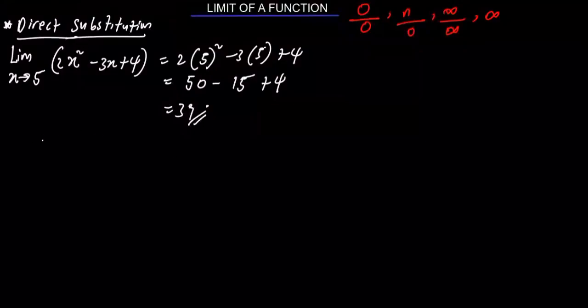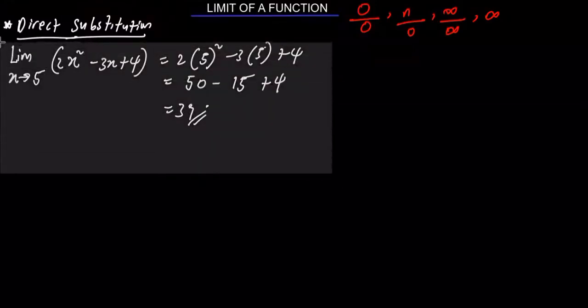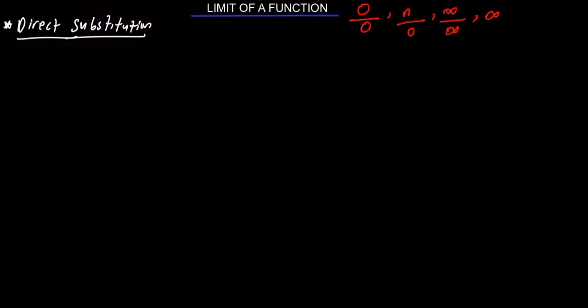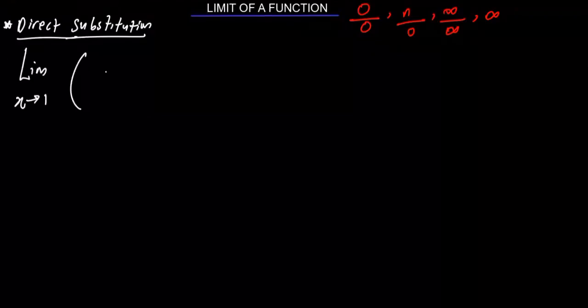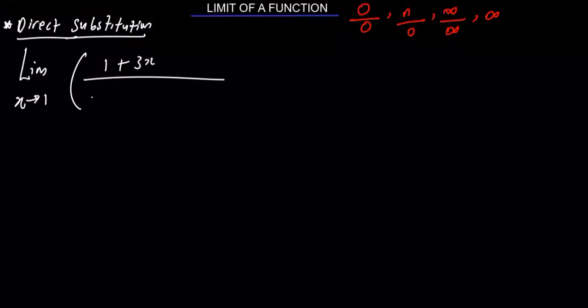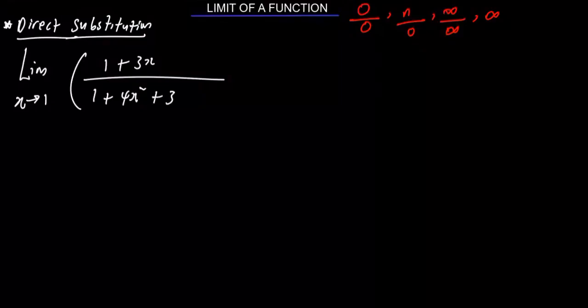So let's take one more problem. What if you have a question like this? If you have the limit as x tends to 1 of (1 plus 3x) all over (1 plus 4x squared plus 3x to the power of 4), then everything all raised to power 3. Now remember, this is very, very easy. Remember that our limits can also penetrate this bracket.